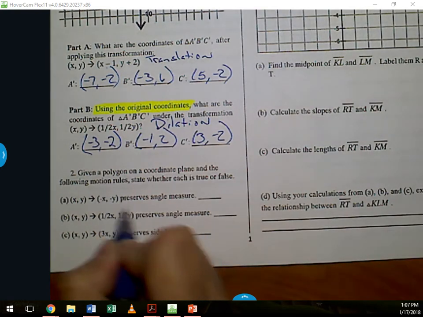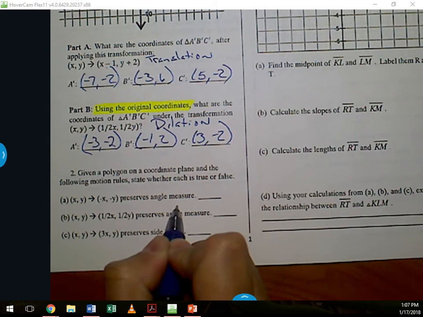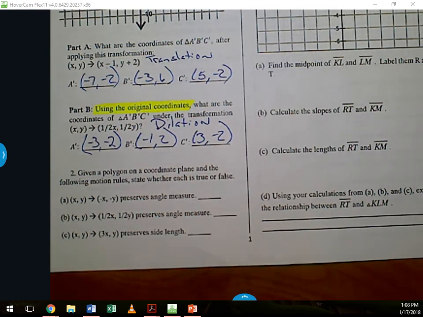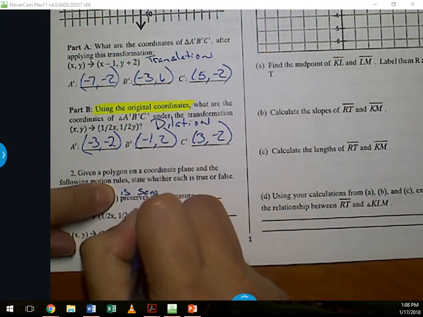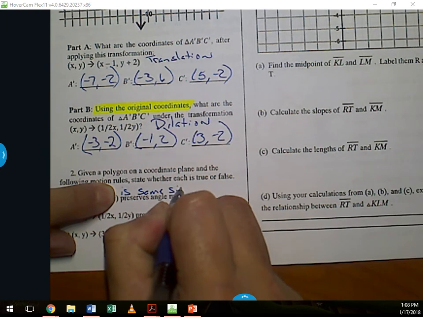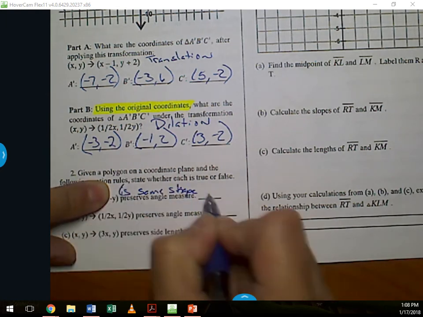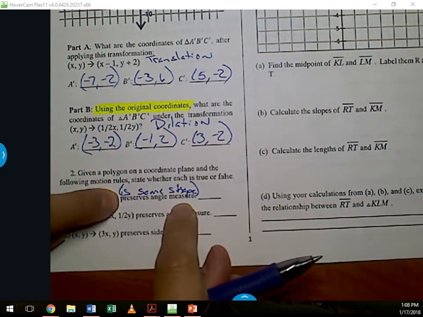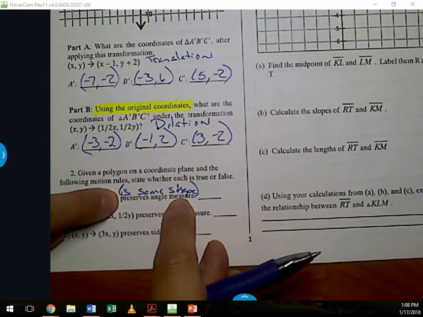Now, they use a weird word right here, preserves angle measure. Okay, now, here's the translation for that. This is what it means in regular words. So, is it the same shape? Okay, so preserves angle measure means, is it the same shape?